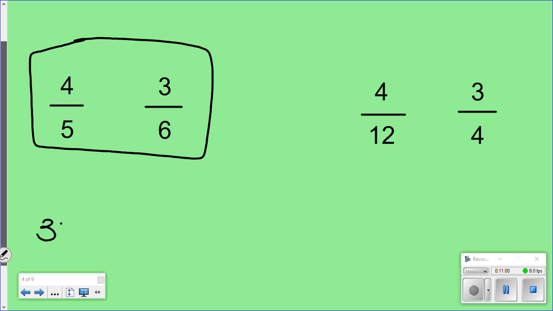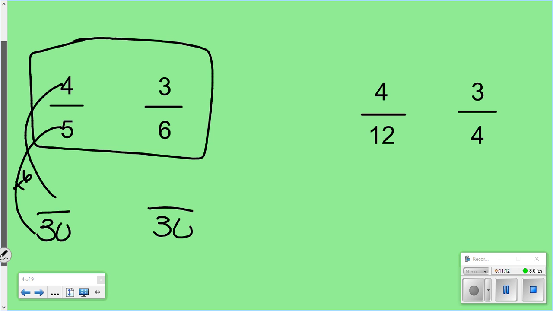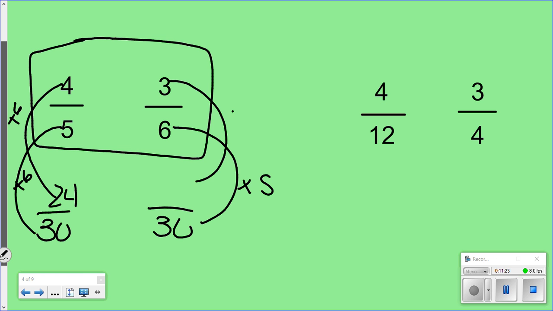I create two whole new fractions beforehand, okay? And then I say to myself, what did I take times 5 to get to 30? I have to do the same thing up here. I have to take 4 times 6 then, which gives me 24. On this side, what did I take times 6 to get to 30? Then I have to take 3 also times 5, and I get two common denominators now.